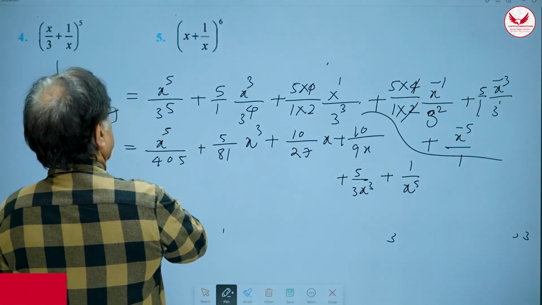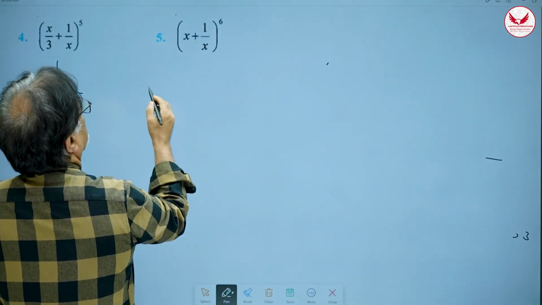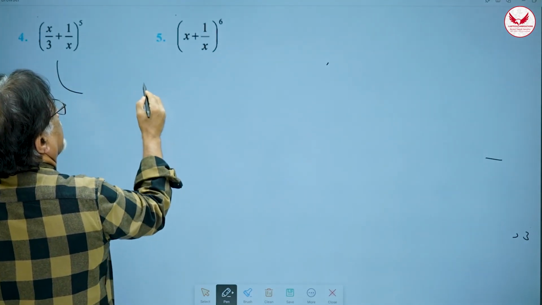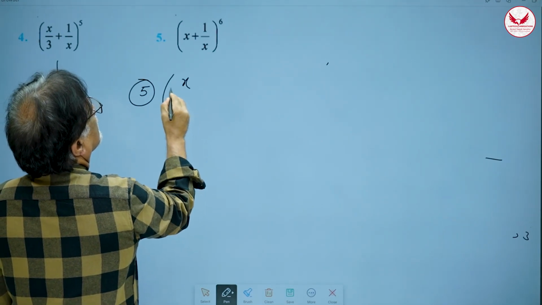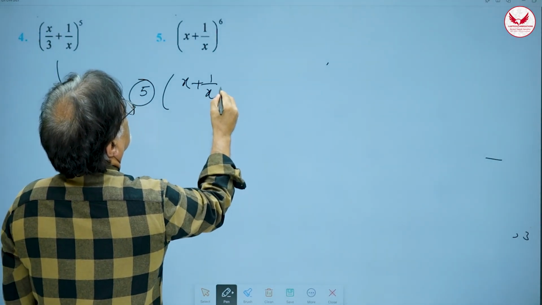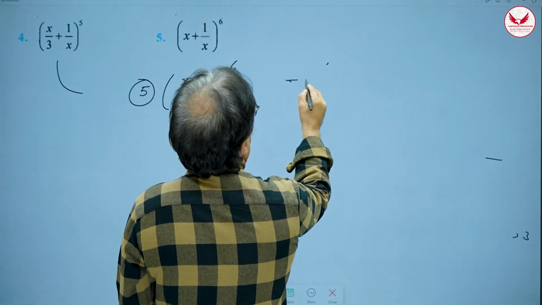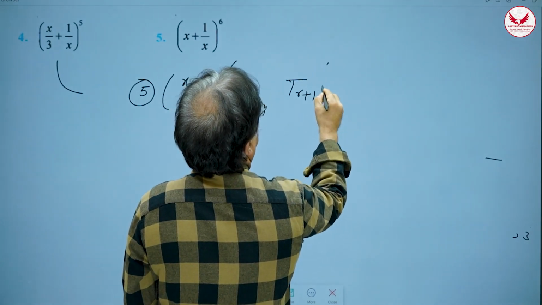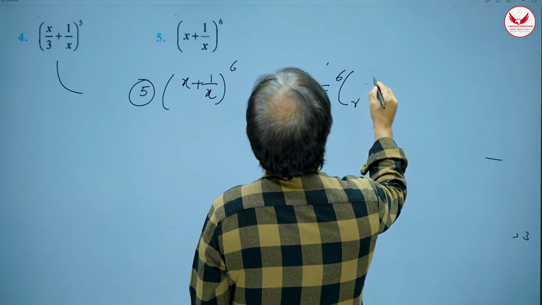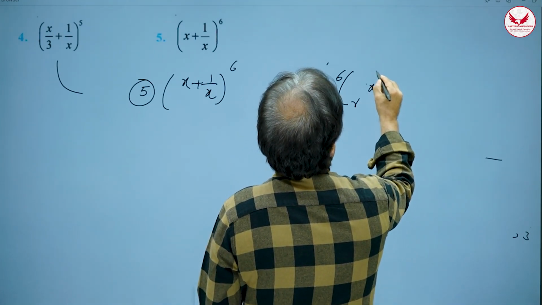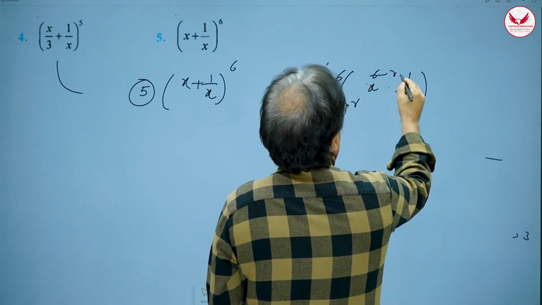Okay. Now, again, I'll repeat the same process for this problem. This problem is problem number 5. Problem number 5, I will write it here. And that is nothing but x plus 1 upon x raised to 6. As I said, I'll prefer to write the r plus 1th term. So what is the r plus 1th term? It is 6Cr, first term x raised to 6 minus r. And second term is 1 upon x raised to r.